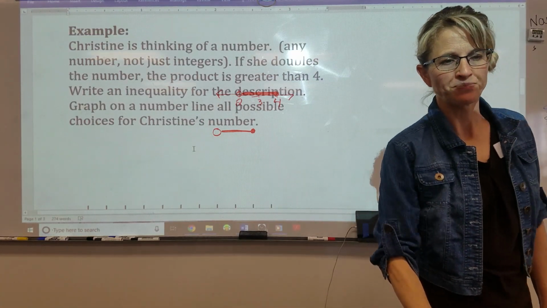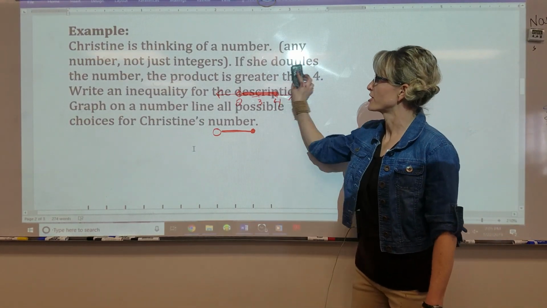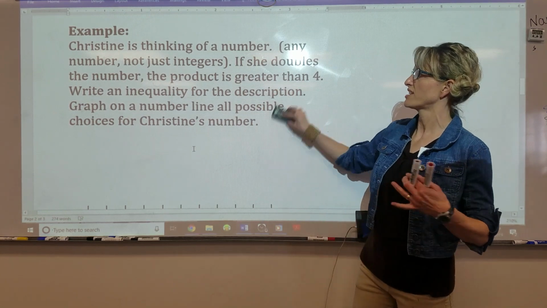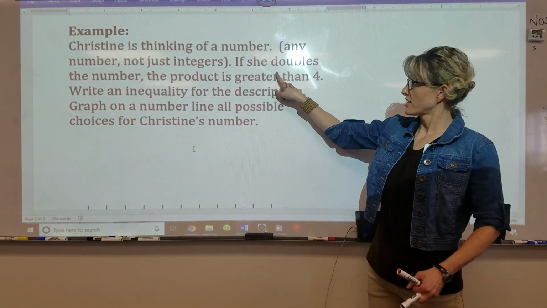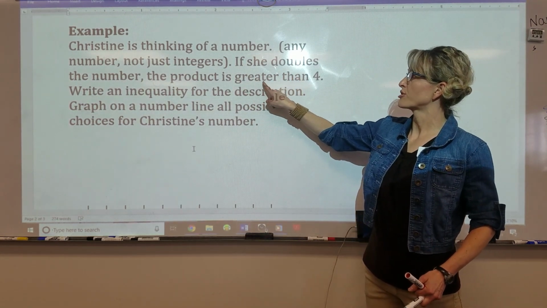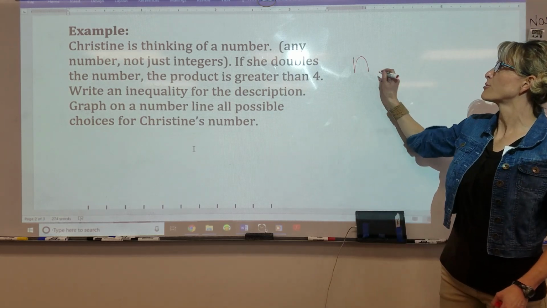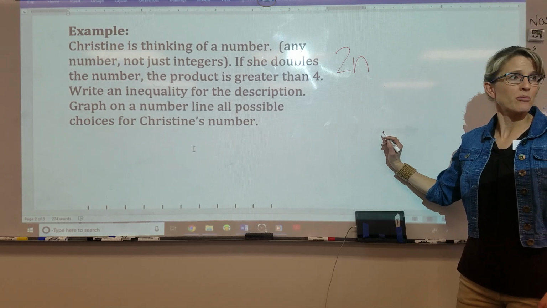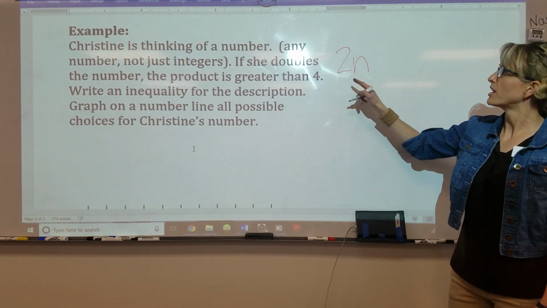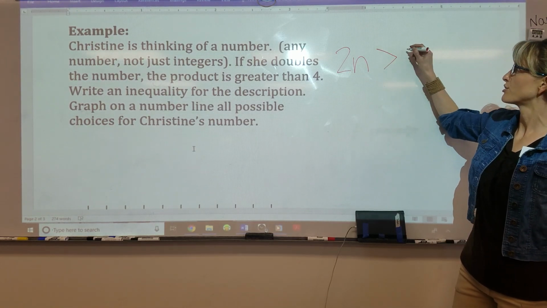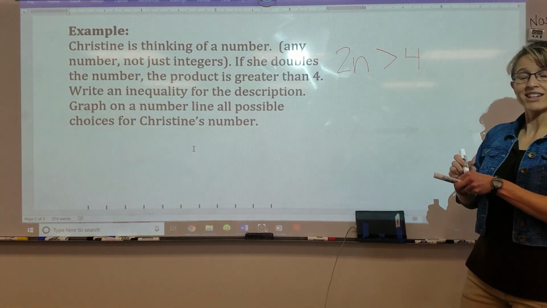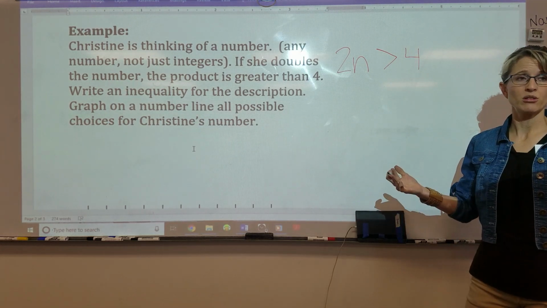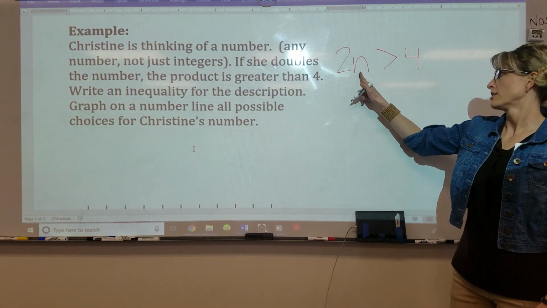So let's try this one. Christine is thinking of a number, and it's not just integers, but it could be a decimal or fraction. It says she doubles the number and the product is greater than 4. So let's take her number n. Let's double it. Double. And now that product is greater than 4. So we're going to write that in math language, greater than 4. So what is the solution? What numbers could she be thinking of?